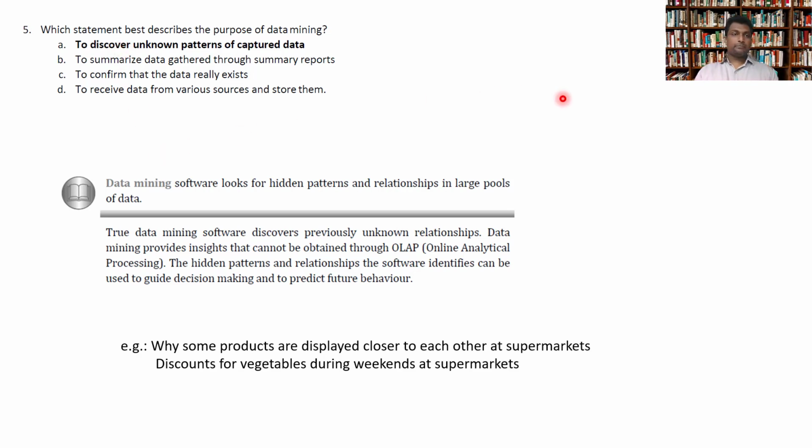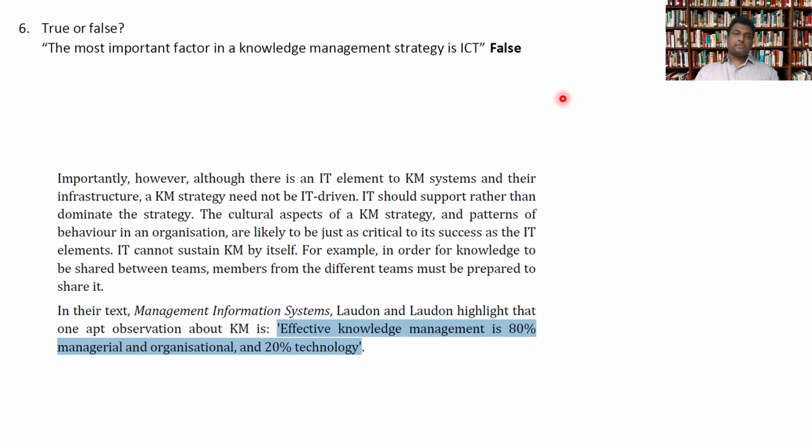Right. Question number 6. It's a true-false question. The statement is the most important factor in a knowledge management strategy is ICT. So the answer is false. Now let's look at the section from the textbook here.